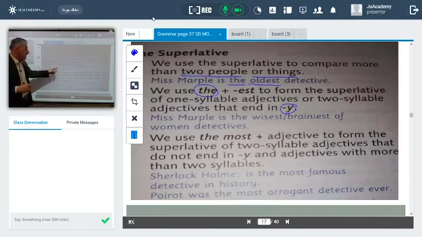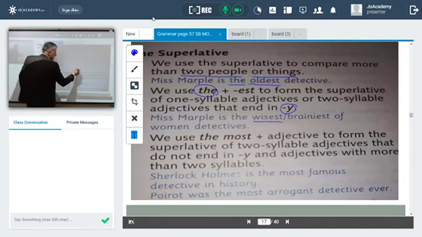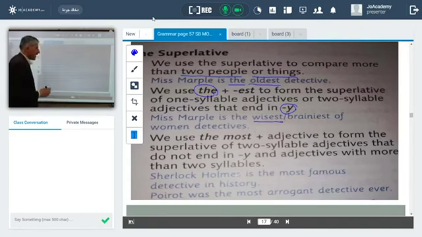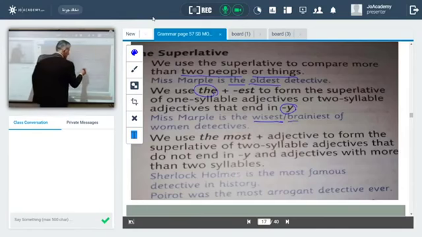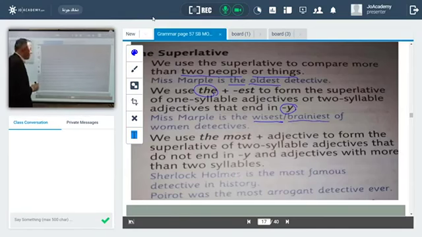Miss Marble is the wisest or brainiest of women detectives. So he compared Miss Marble and all the women, or the women detectives. So here, the women detectives, so between more than three persons and above.